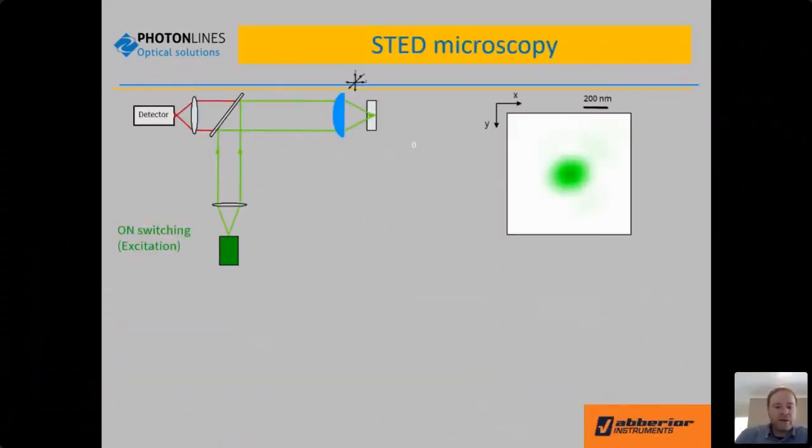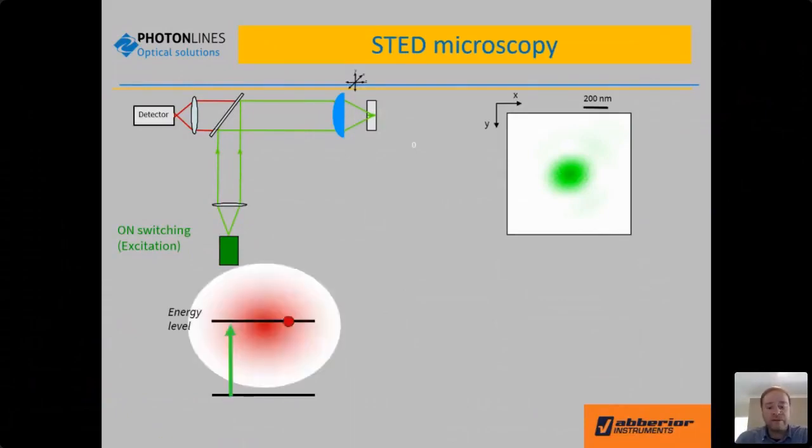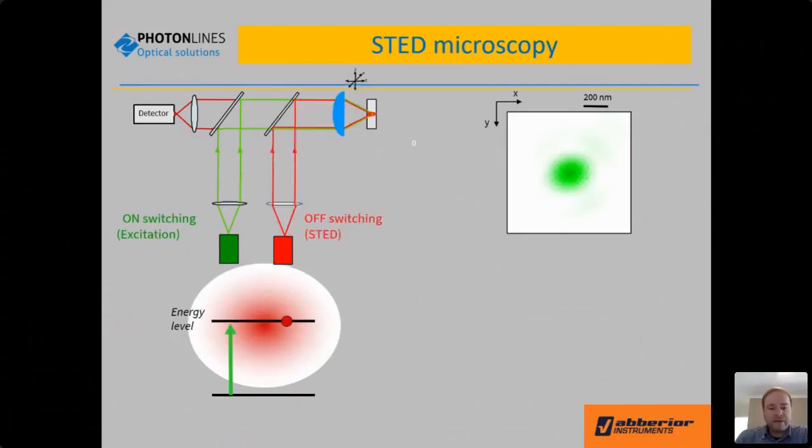As for all fluorescent microscopy technologies, you usually use an excitation laser to switch on the fluorophore, getting it to a higher energy level to get some photons out of it with a specific wavelength. But then, on the other hand, you can also switch off this fluorophore with another wavelength, usually a little bit longer wavelength. And this is basically the principle of STED microscopy.